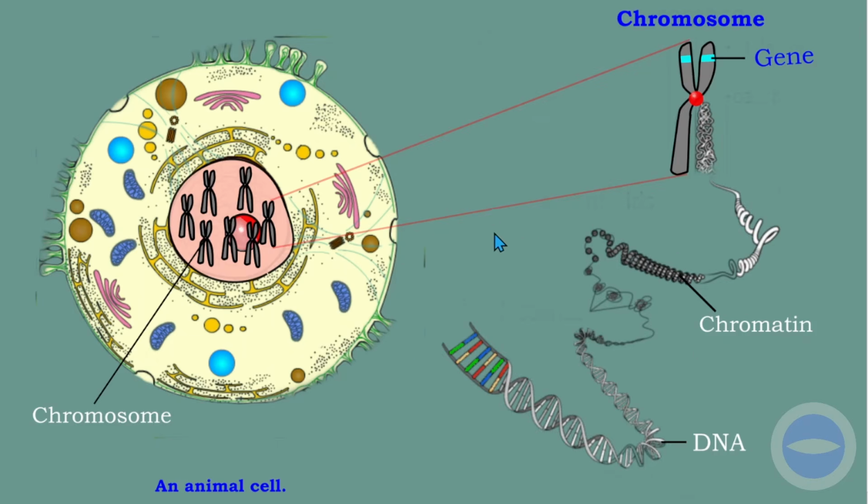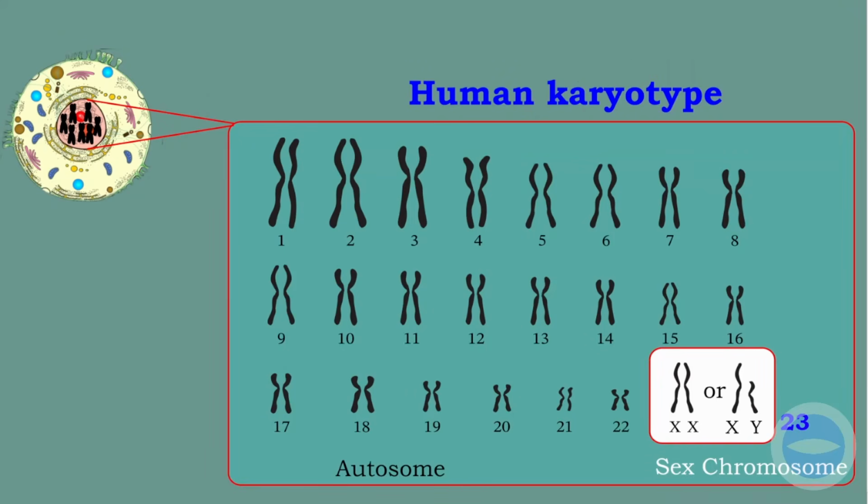Most of the time a cell spends its time carrying the chromatin network, but as the cell during the cell cycle is approaching cell division, this chromatin network becomes more compact, then it becomes a chromosome.